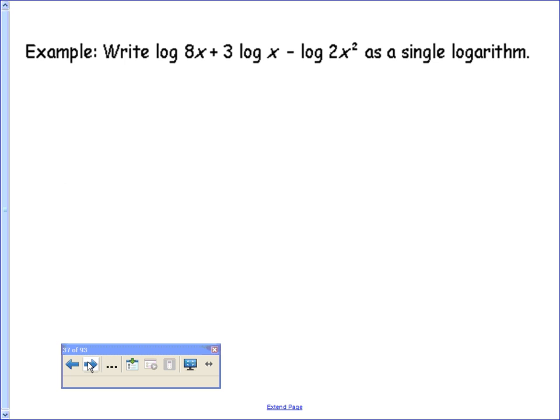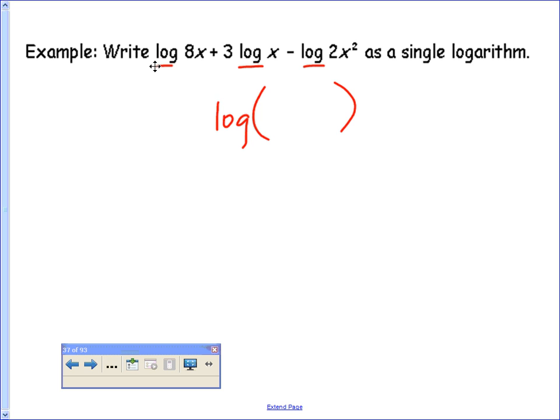And now we're going to move on to some different problems, where these get a little more complicated. Instead of expanding them, what we're looking to do this time is write them as a single logarithm. So you notice how I have several logs here. I want to rewrite that so that I have the log of one expression. So that's our goal.